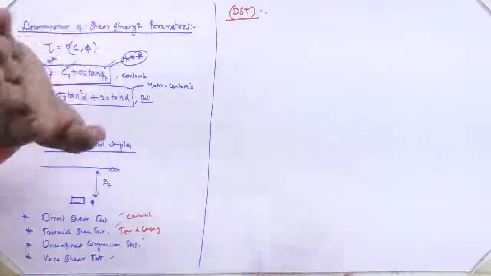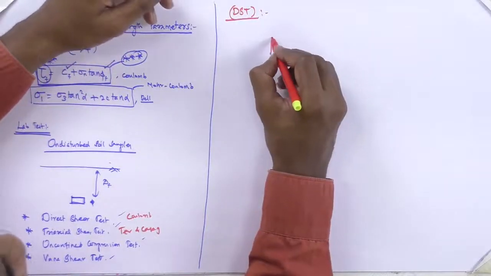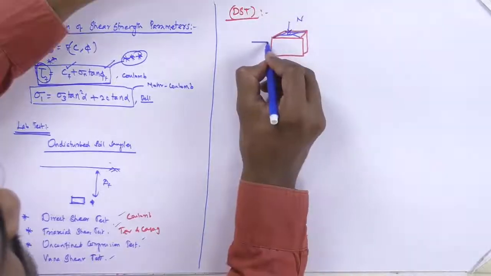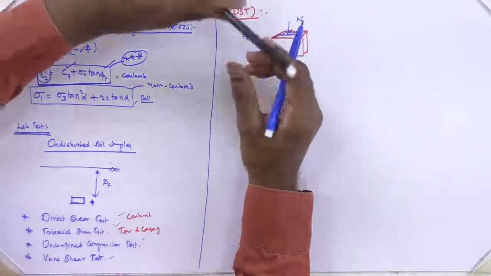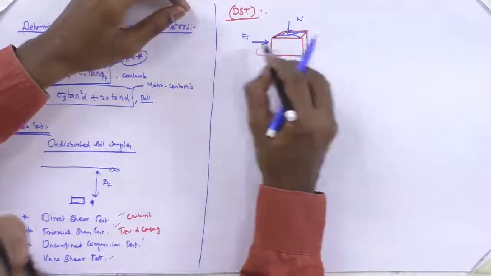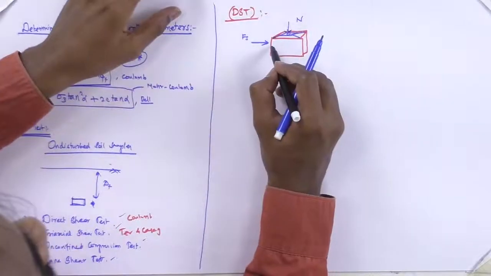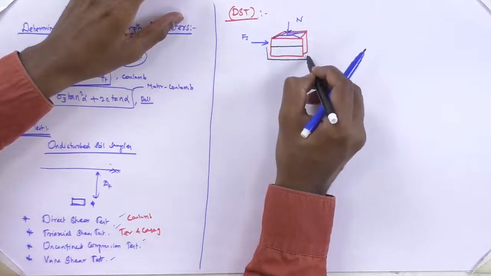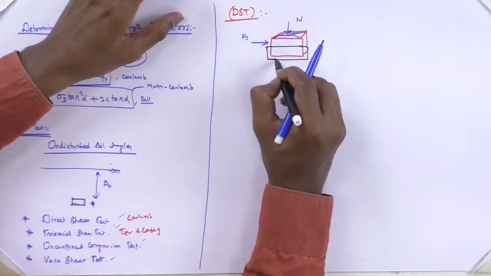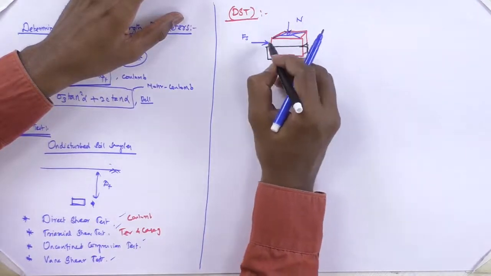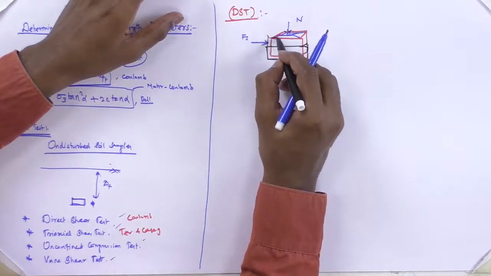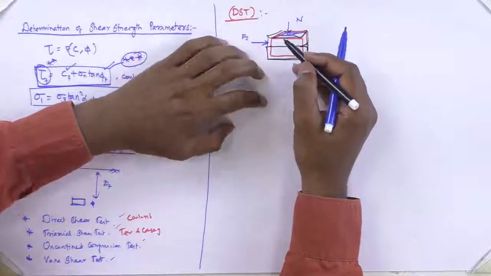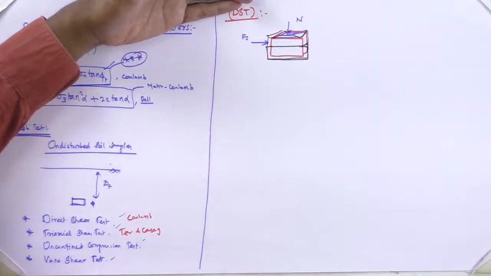In the direct shear test, the sample is loaded by normal stress, and you give some shear force directly in the horizontal plane. The bottom portion is fixed, and the top portion is going to be moved. So the force is applied directly. That is why it gets the name direct shear test.